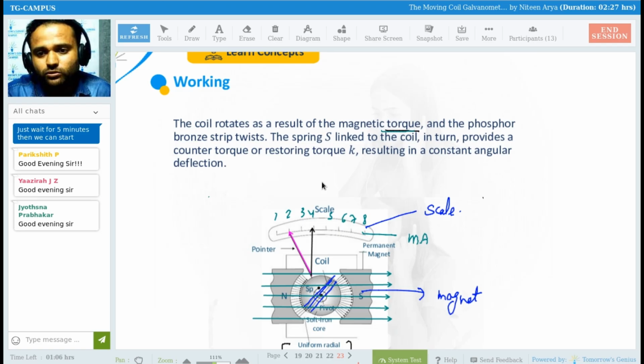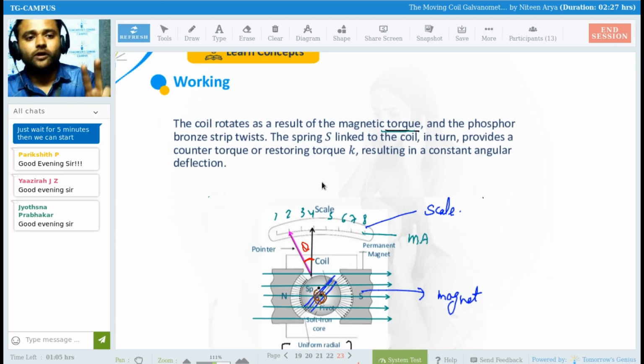This results in a constant angular deflection. What is the meaning of these lines? Due to this torque effect, this spring is going to turn and give me the rotational effect, which is torque, and due to this torque there is a twist in this particular pointer. This twist gives me this particular angle. Suppose initially it has 0 angle, and now from here to here it covers theta angle.